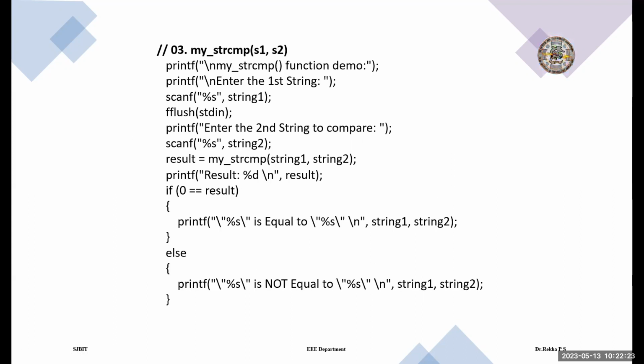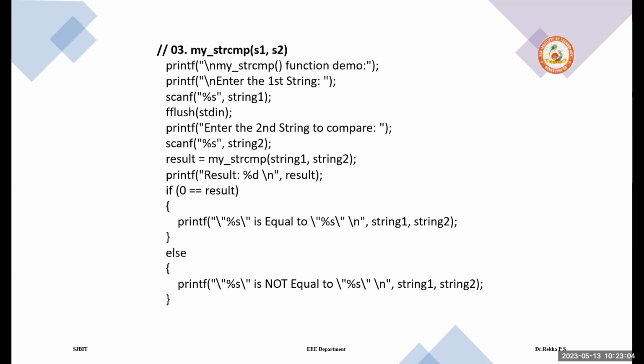So now my string comparison. For that, I have written one function for my strcmp. I'm taking the first string from the user. I'm reading that string into the variable string1. Then flush that using the flush function, stdin. I enter the second string. So you're taking from the user the second string for the comparison purpose.